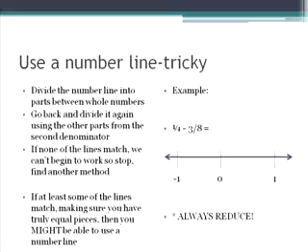Now, when I go back to using my models, I can use the number line, but it's extremely tricky to do so because I divide the number line into parts between the whole numbers. Then I go back and divide it again using the other parts from the second denominator. If none of the lines match, there's no way I can look at this problem using a number line. I have to stop and find another method.